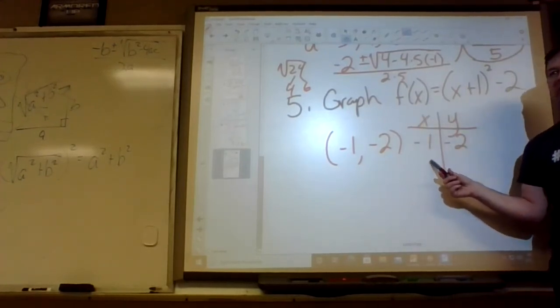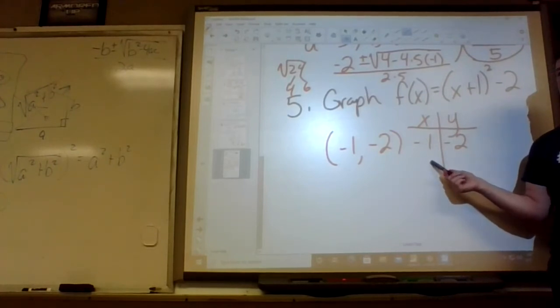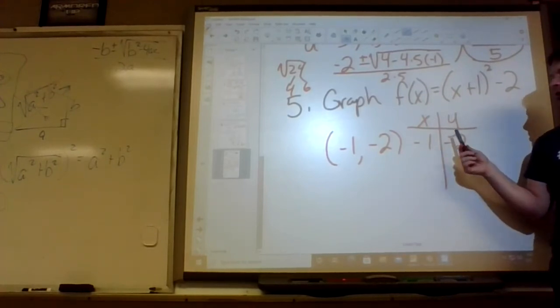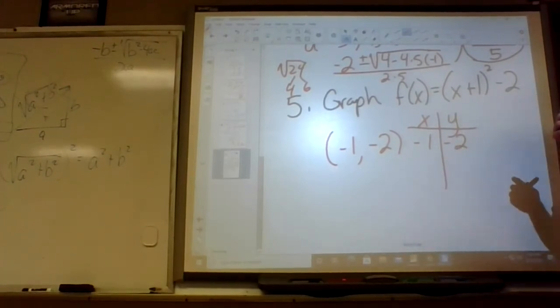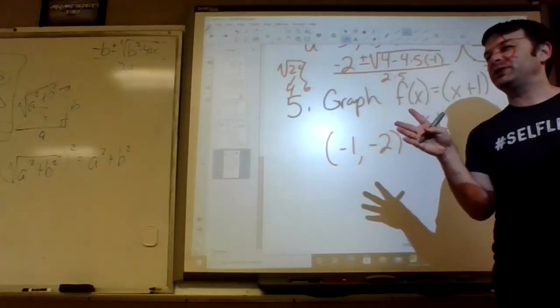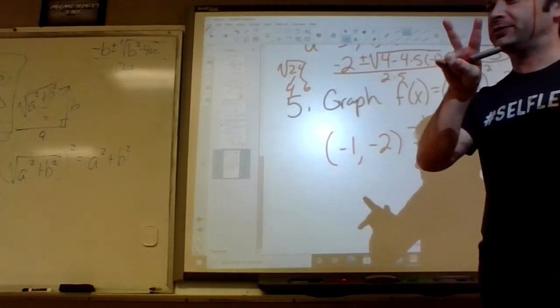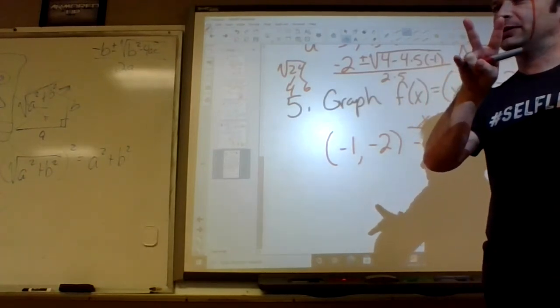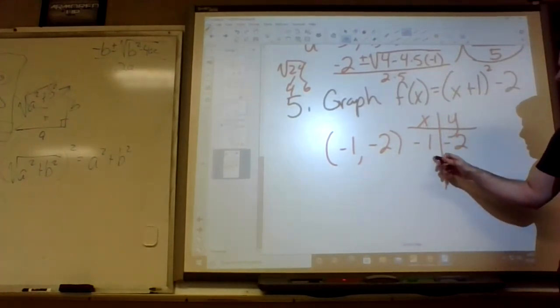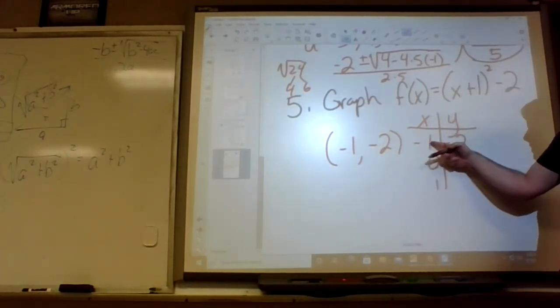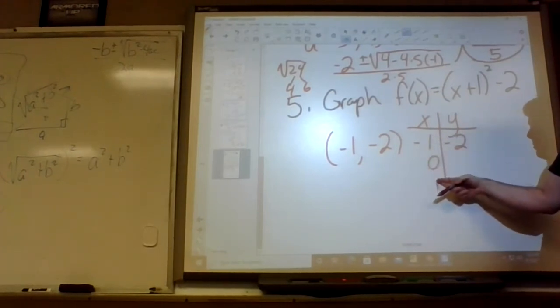Then do you guys remember what we did after that? You make a table. Okay, one day we made 4 others, but the next day we only made 2 others. You guys remember why? Because you can kind of mirror it over. You want something close to the vertex x value.